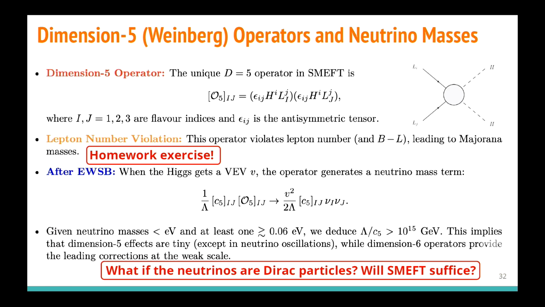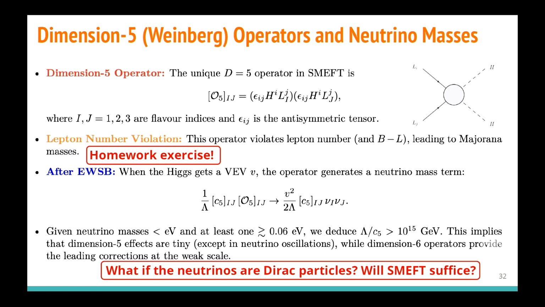How did you estimate this 10 to the power 15? You plug in v as 246 GeV, and you map this to v squared by 2 Lambda, which is like a mass. You write the mass around 0.06 eV, and v as 246 GeV squared. Essentially you get the mass term from this Weinberg operator and then match it with the bound. Exactly, that's about it.